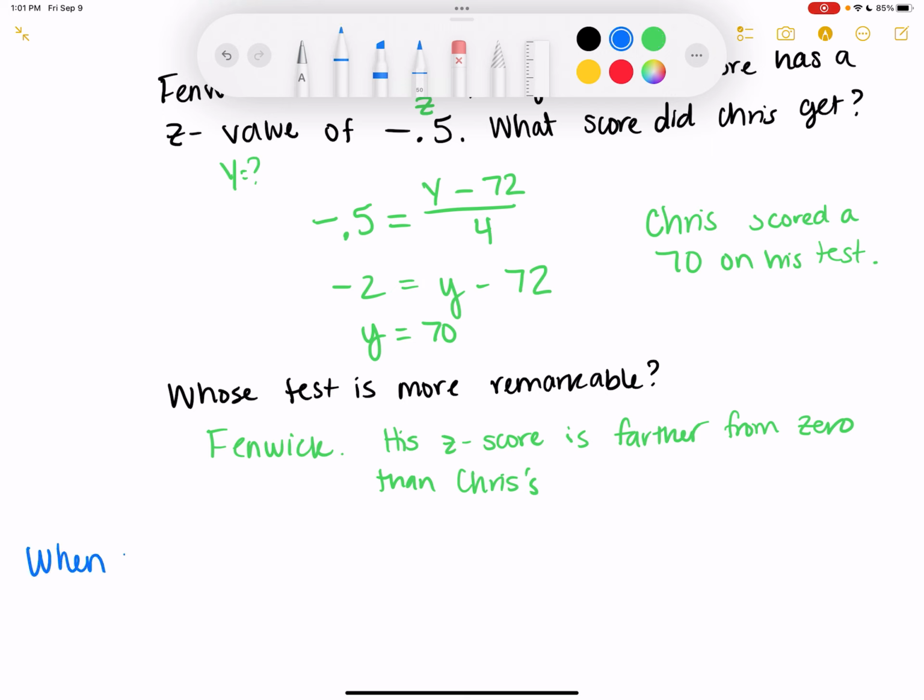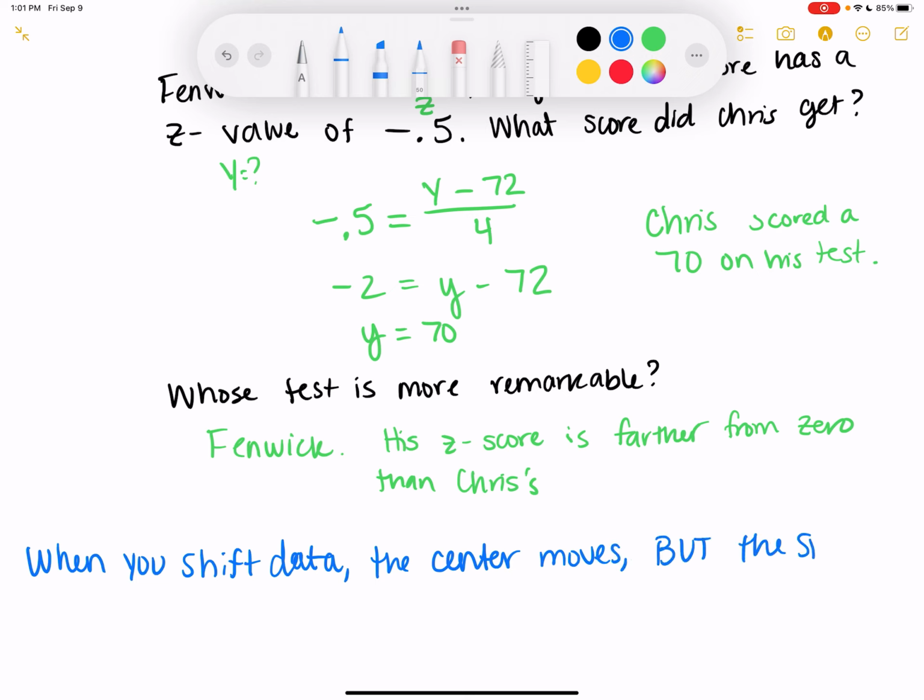So when you shift data, the center moves, but the spread stays the same. Rescaling data changes the center and spread.